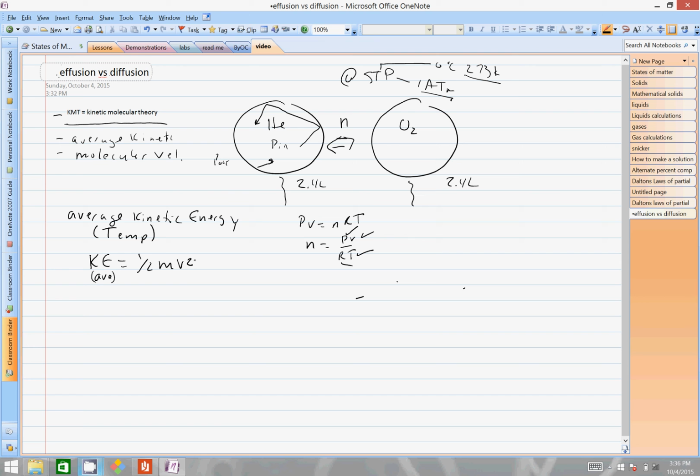So each of these has their own 1/2 mass velocity squared. Give myself a little room here. Come on. Come on. Losing my eraser here apparently.